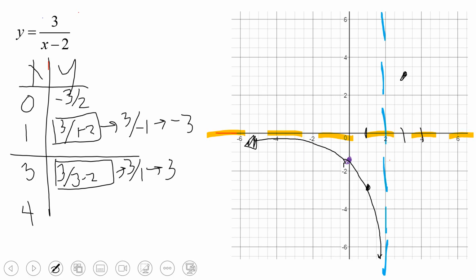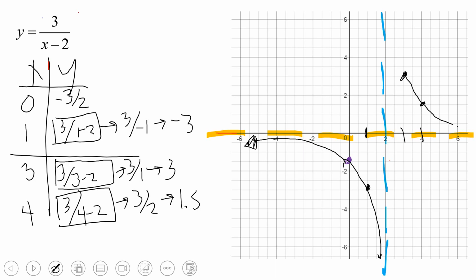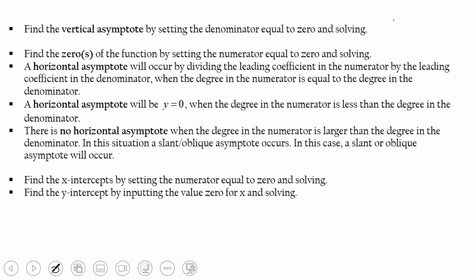Let's try 4. I input 4 in for x. That leaves me with 3 over 2. Well, that's the same as 1.5. So I move over 4 and up 1.5. Let's see, here's 1, 1.5. And now I have a pretty accurate rough graph. Let's move on to example number 2.